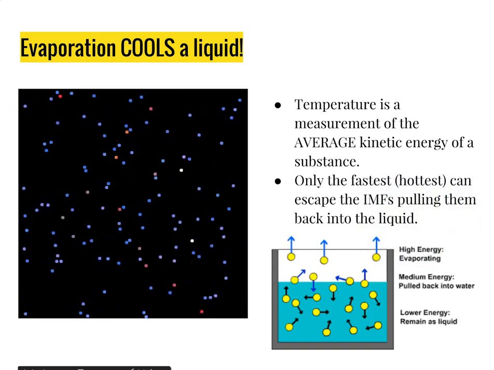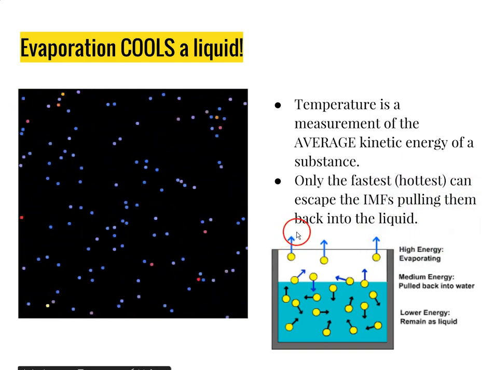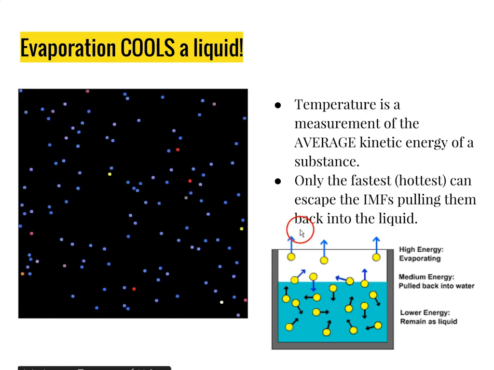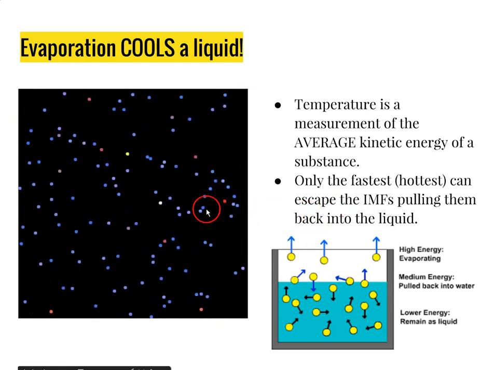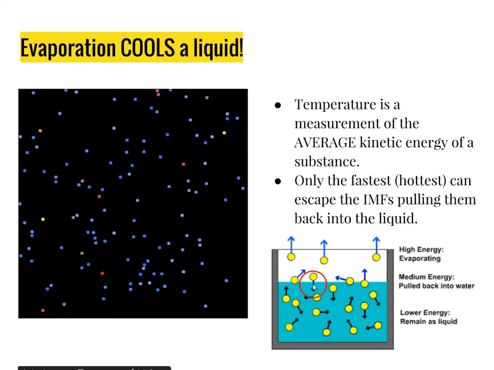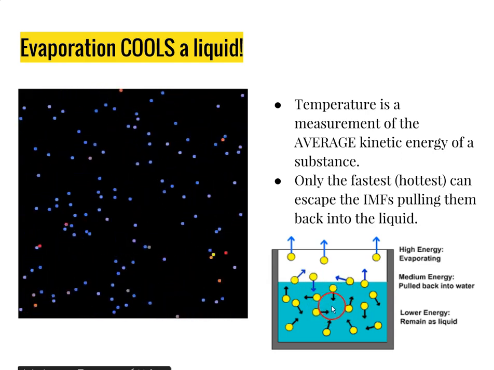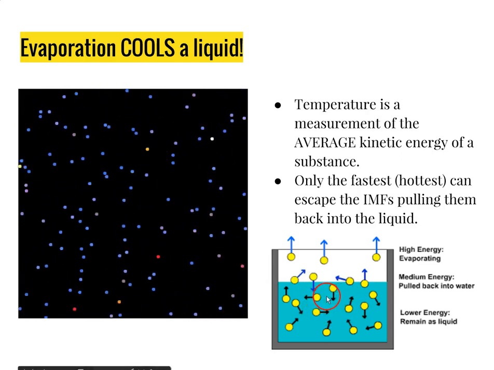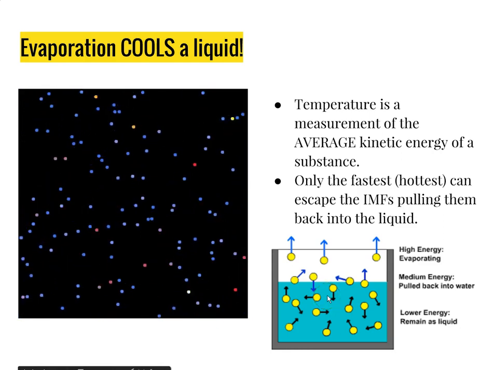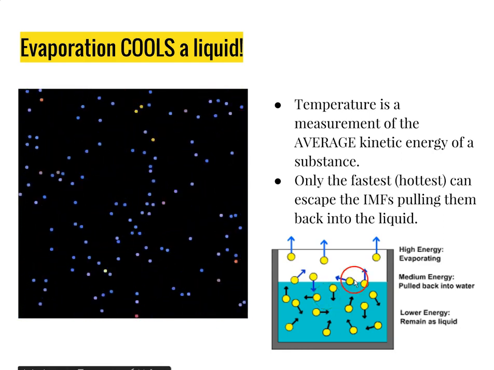Only the fastest or the hottest are going to be able to escape the IMFs. And if you have ones that are moving slower, the IMFs are going to be able to hold those molecules within the liquid. Okay, so those fast-moving ones are going to be the ones that have enough energy then to finally escape.